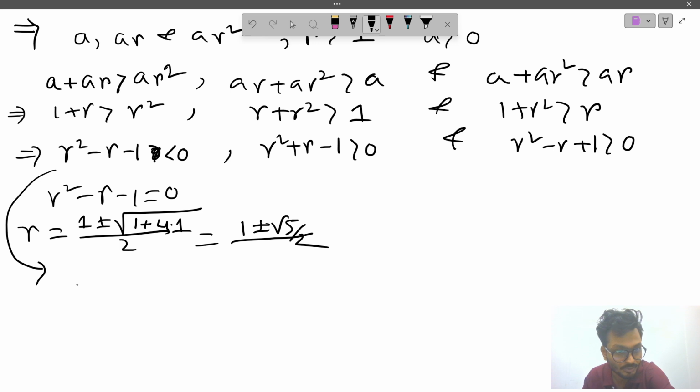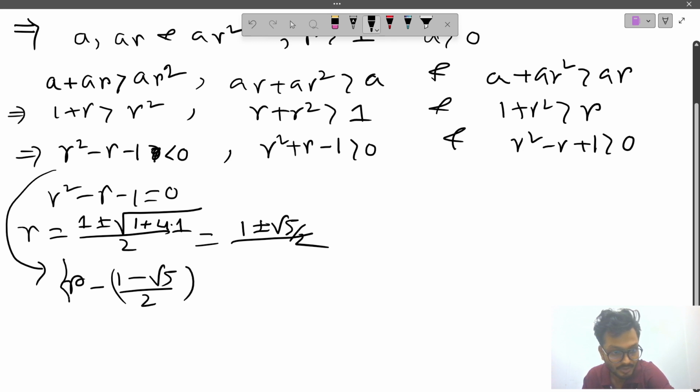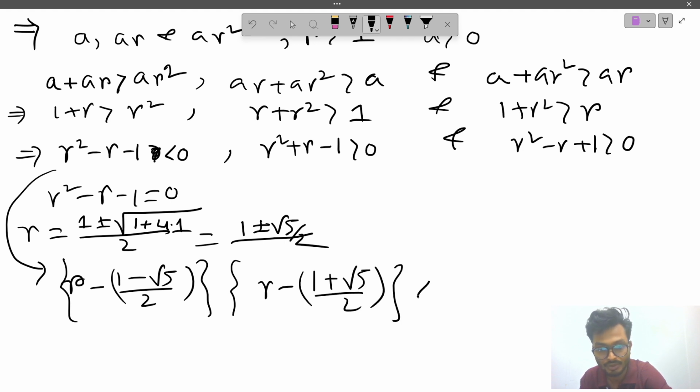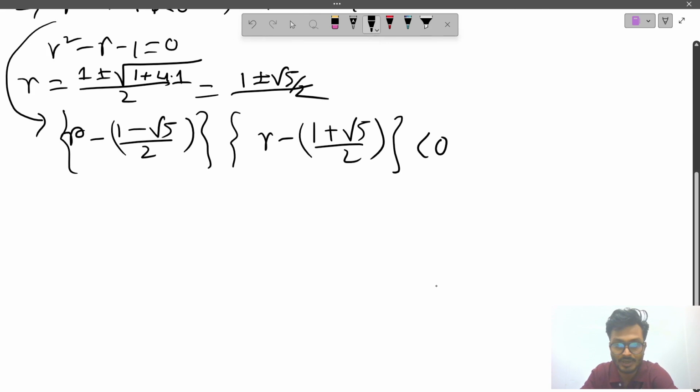So from this we can write it as r minus (1 minus root 5)/2, this is bracket, into r minus (1 plus root 5)/2. So this will be less than 0, right?